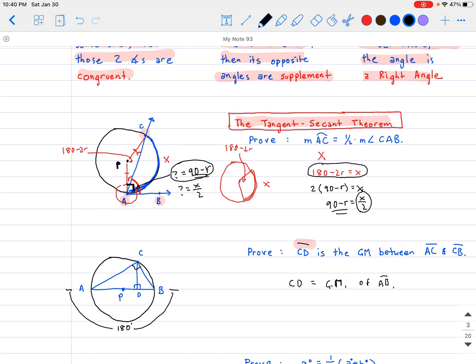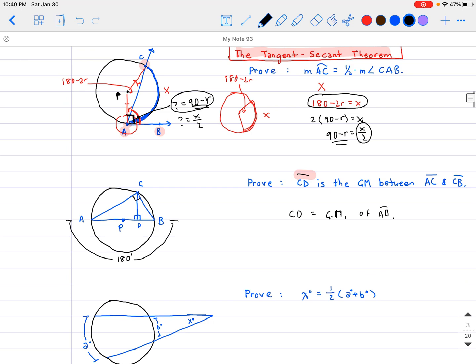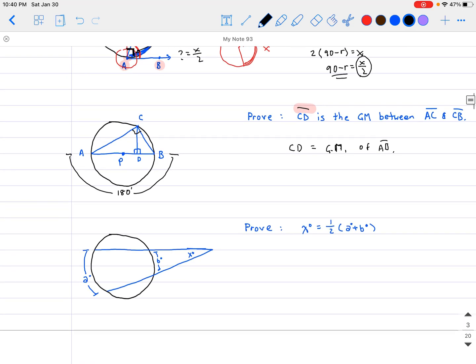Okay? All right. Now, let's go ahead and look at the last case over here. This one has the following then. I want to prove that angle X, which is located all the way out here, is equal to the average of those two intersecting arcs. Okay, I want to prove that angle X over there is supposed to be the average of the two intersecting arcs that it's going to contain inside. So A and B over there.